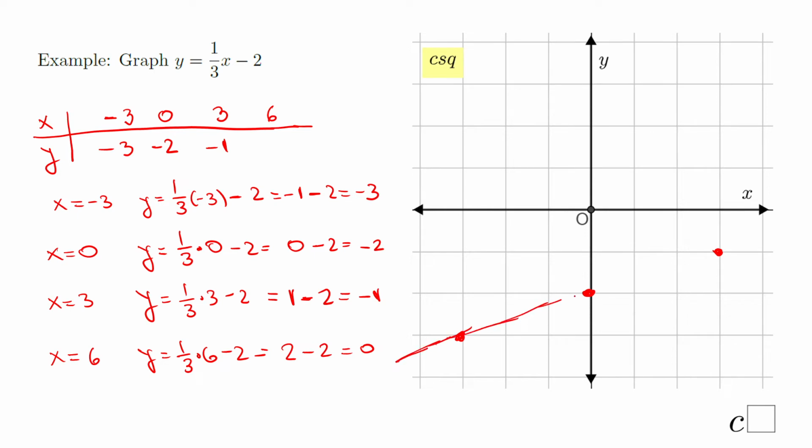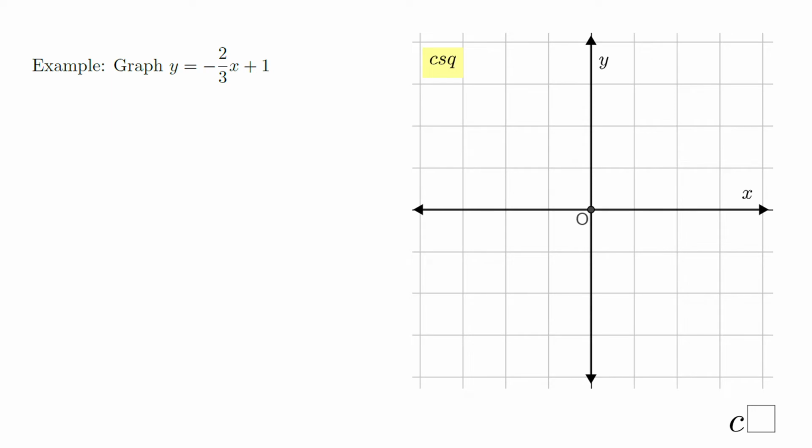Okay, and this is the graph of y equals 1 over 3 x minus 2. And you notice how I pick the values. I pick multiples of this denominator. That's the best way to handle this type of graphs if you use this table method.